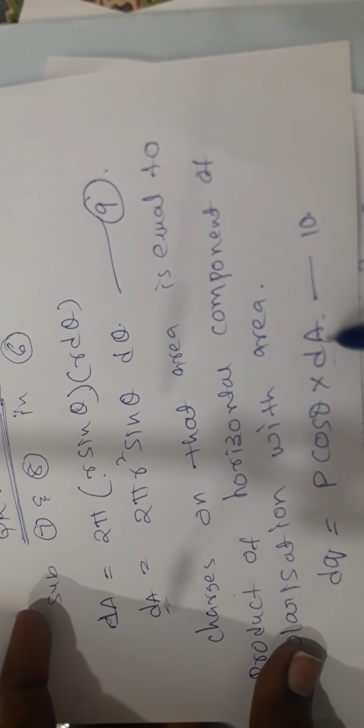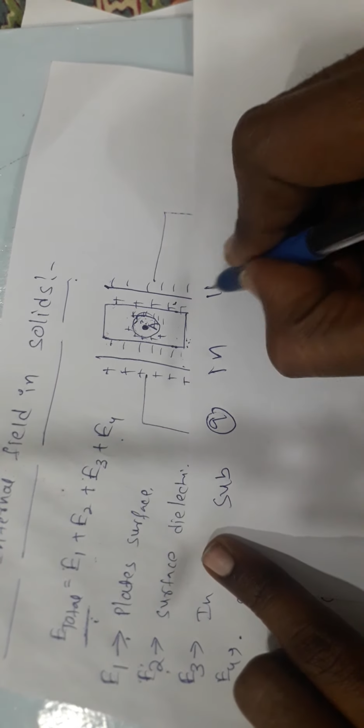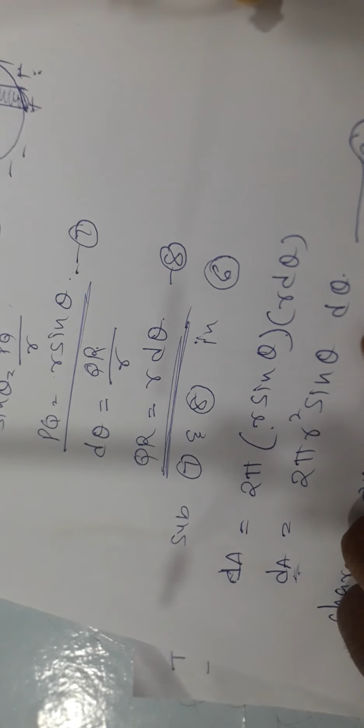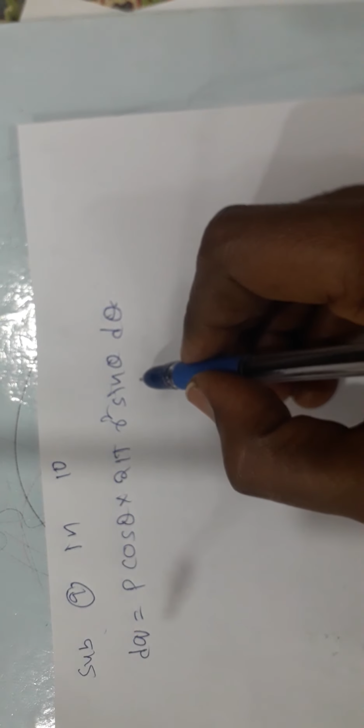Now we already know the value of dA here. Now substitute 9 in 10. Now we calculate dq equals horizontal component P cos theta, and the value of equation 9, 2 pi r square sin theta d theta. So 2 pi r square sin theta d theta. We get this as the charge on that surface area.